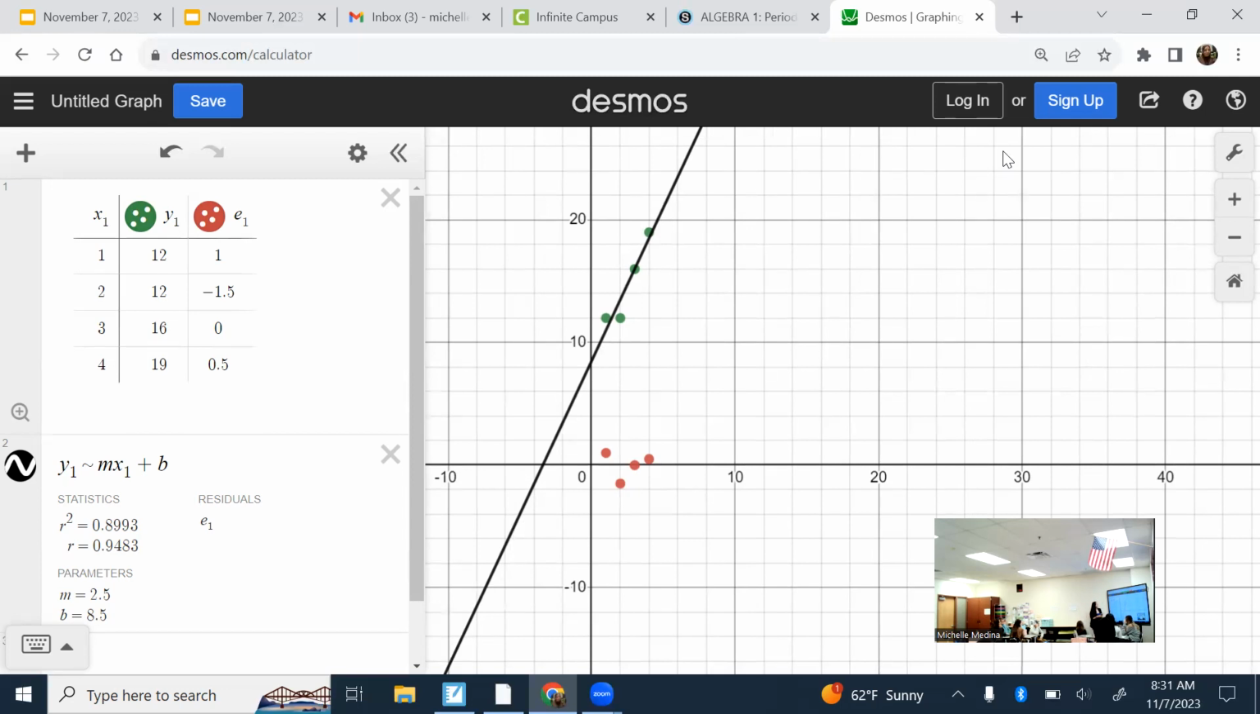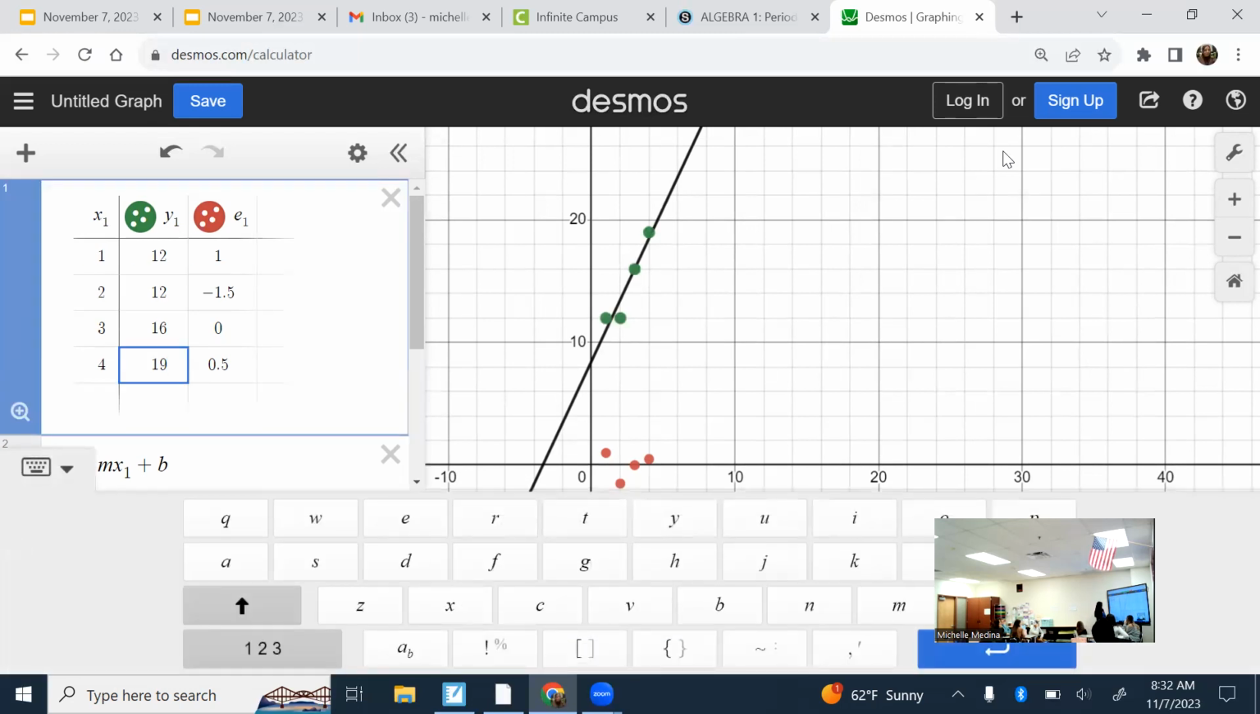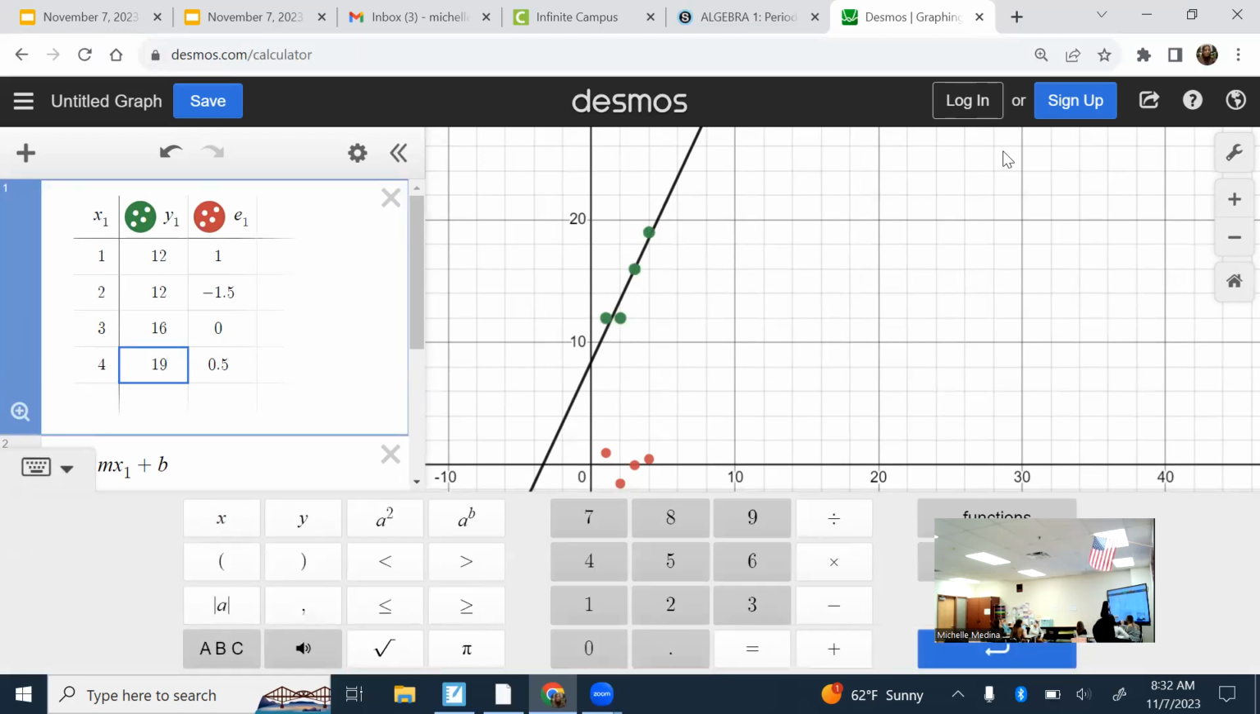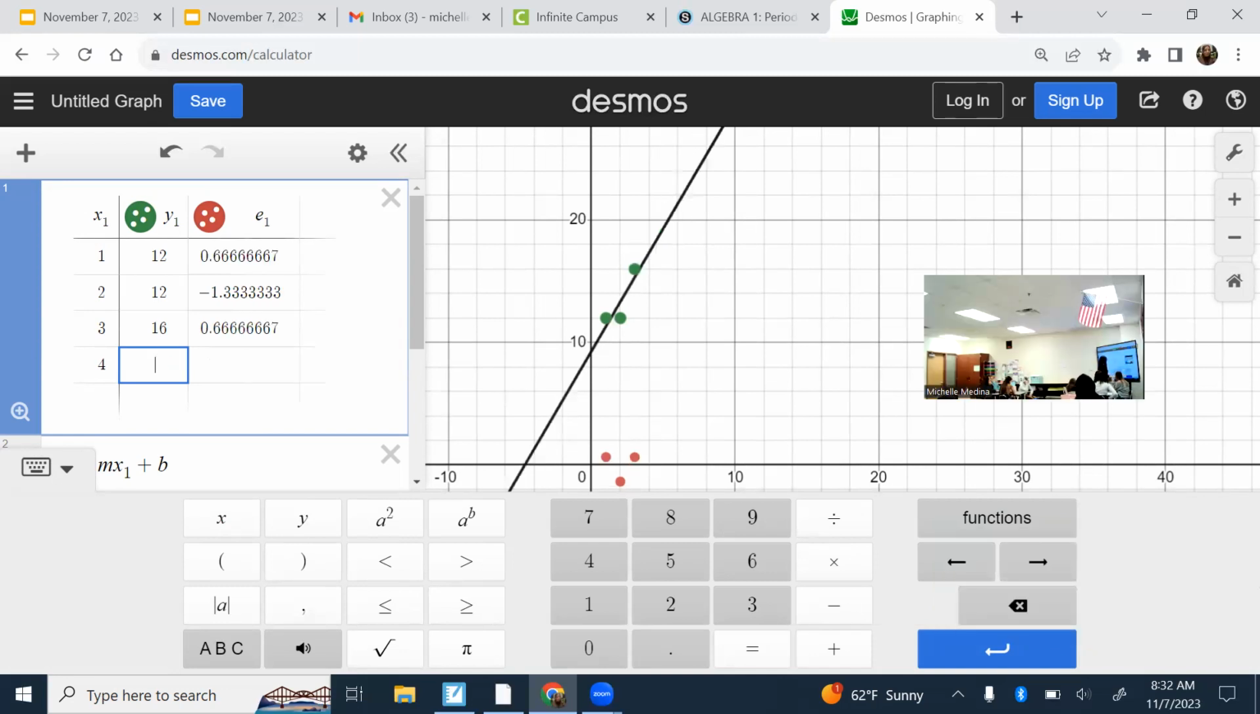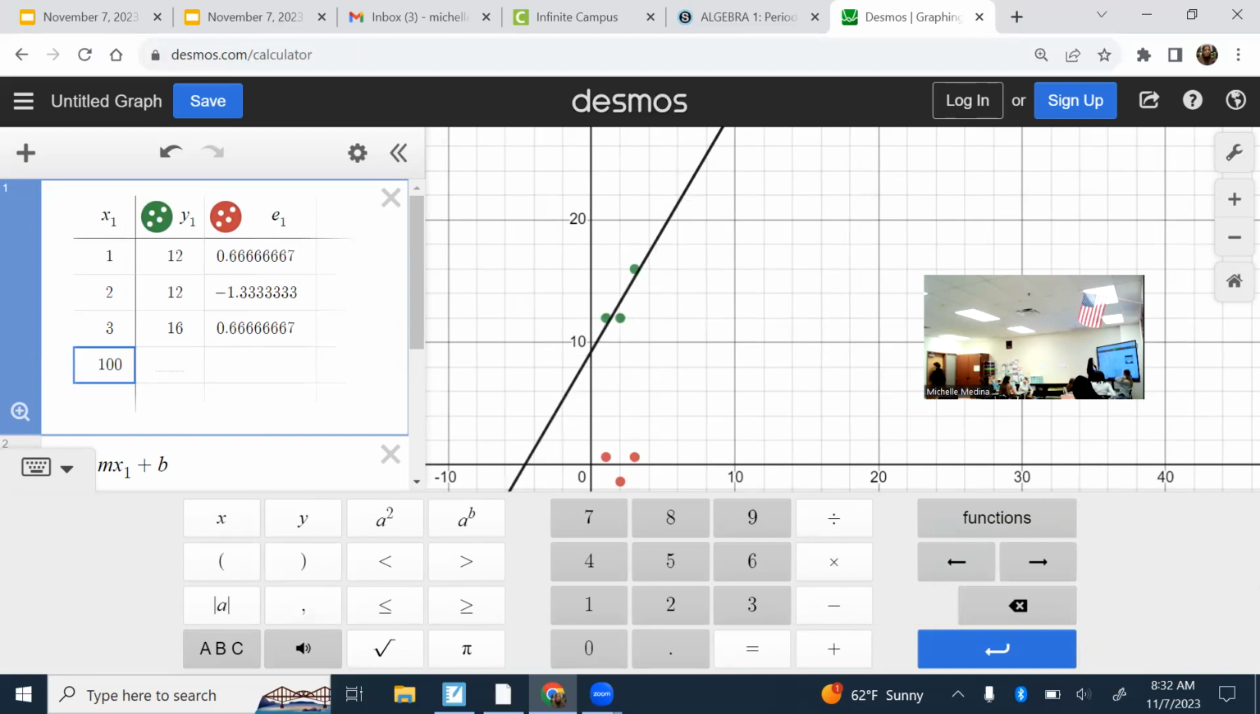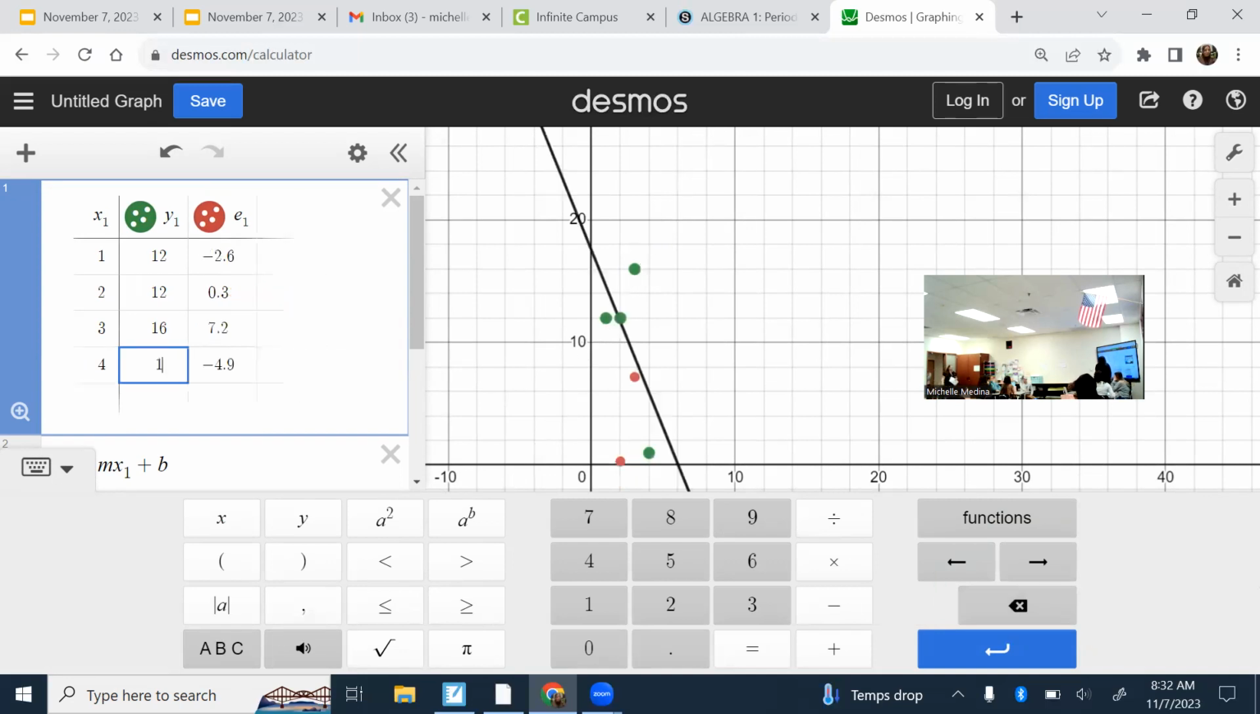But if you see that they're way off, so say I change this data point to, I don't know, let's see, a number way different. Let's make it like 100. Oops, no, I don't want to make that 100. I want to make the other one.